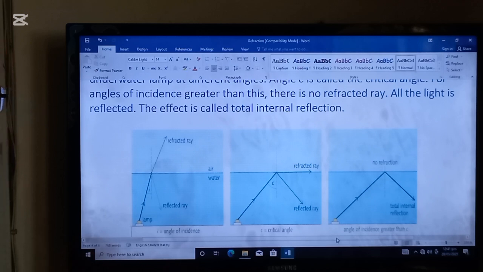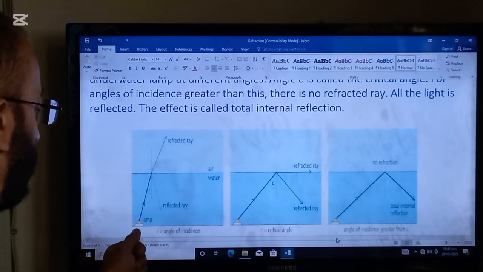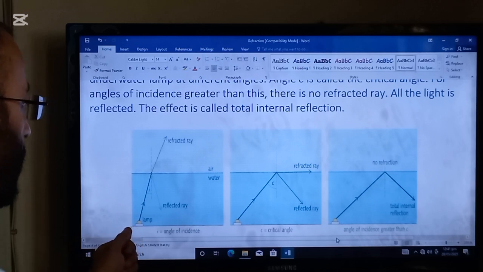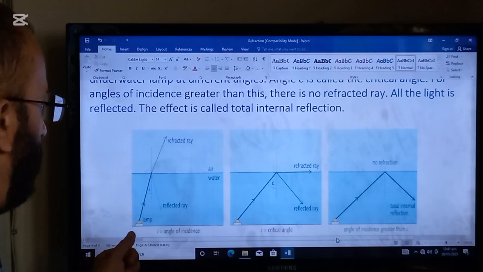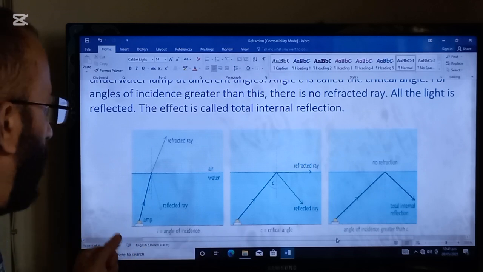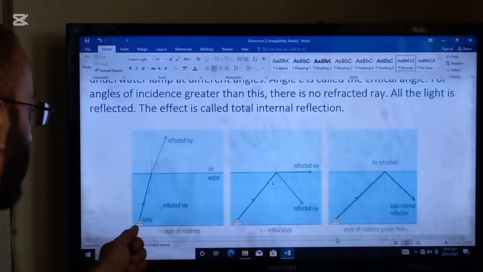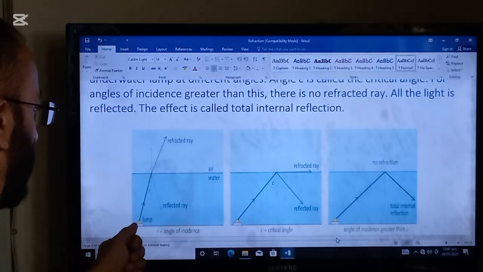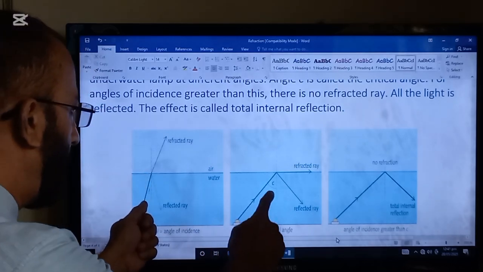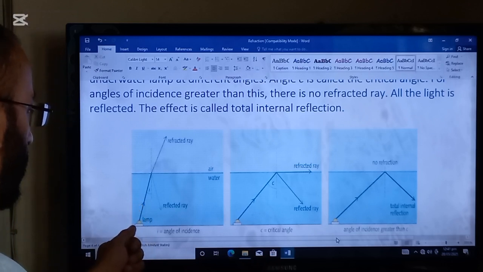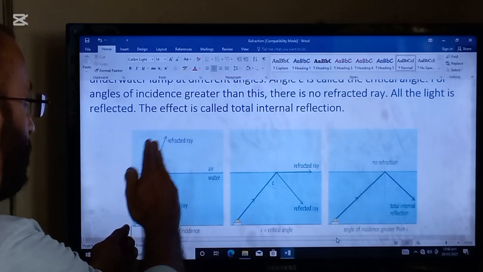So here are three lights. One is this one, that is below the water. Here is the critical angle. You can see the angle of incidence in this case is less than the critical angle. So the light ray will be refracted.